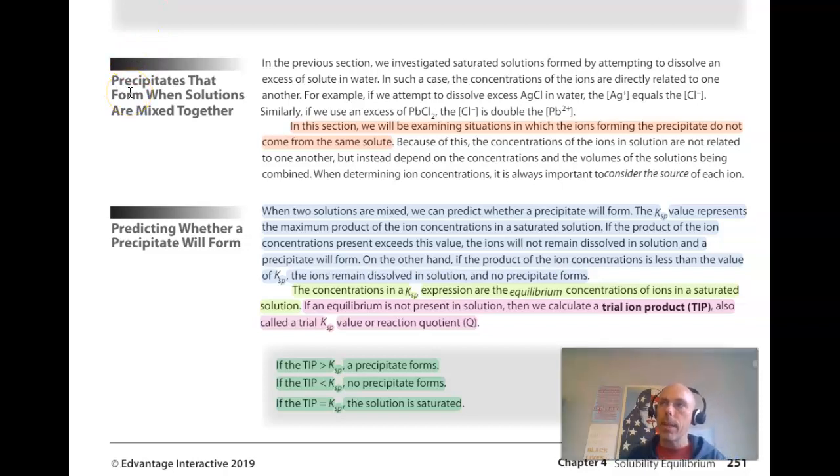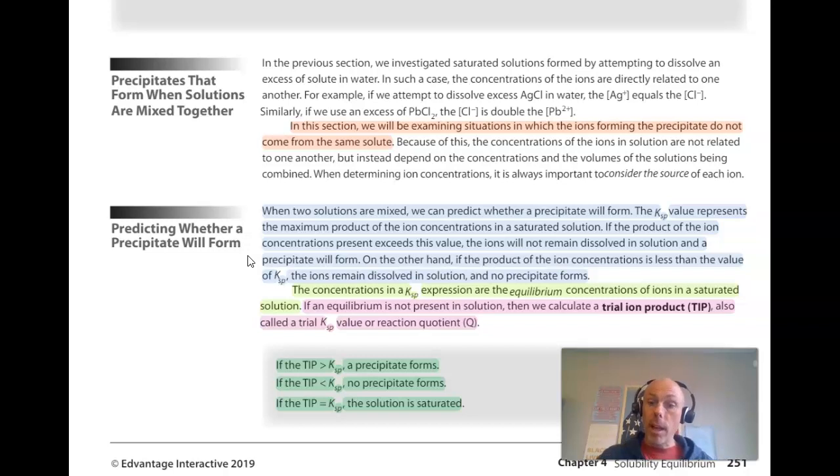solutions are mixed together. In the last lecture, we looked at solutions that came from just one solute, what the maximum solubility of a solute can be based on knowing its Ksp or vice versa. In this section, though, we're going to look at solutions that come from two solutes, and specifically precipitation reactions. As it says in blue, when two solutions are mixed, we should be able to predict already which precipitate will form. And I'll remind you of the solubility rules you should memorize.